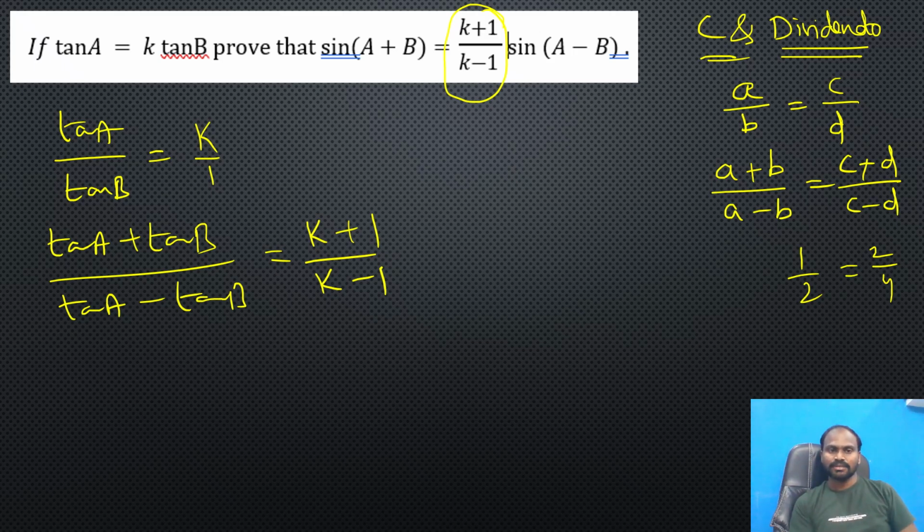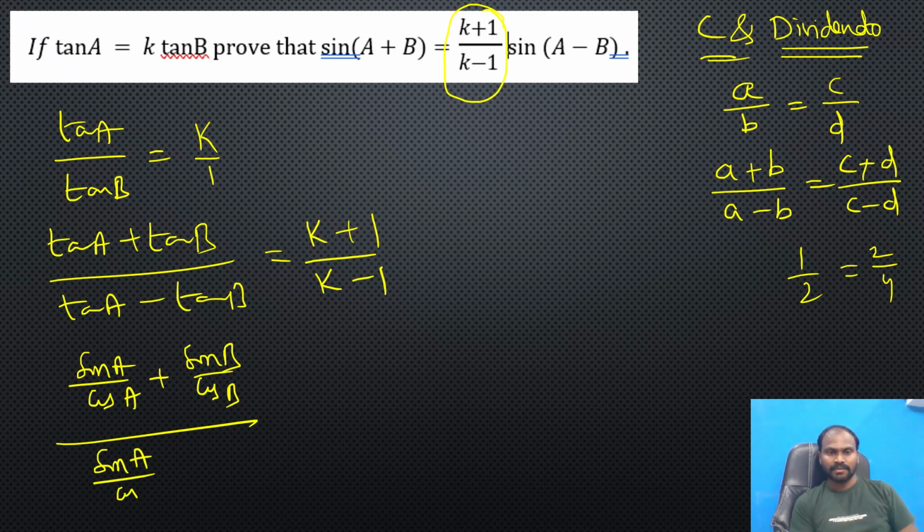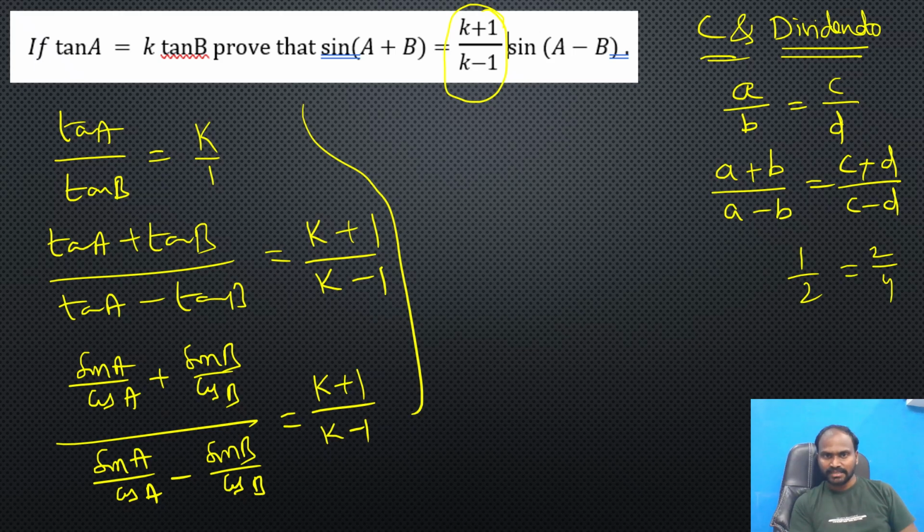Now tan A is what? Sin A by cos A, and tan B is what? Sin B by cos B. Again tan A is sin A by cos A, minus here it is sin B by cos B, is equal to k plus 1 by k minus 1. Now if you take LCM in the numerator, it becomes sin A cos B plus cos A sin B whole divided by cos A cos B.